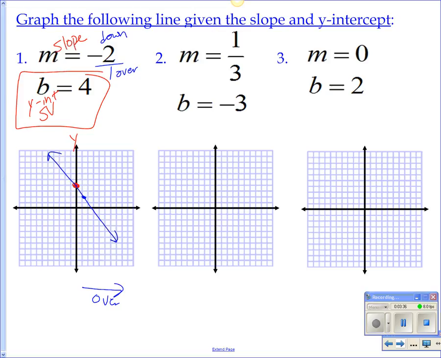Number 2, M is my slope, B is my y-intercept or my starting value. Those words mean the same thing. It makes sense to start with the starting value. That's why it's called that, because that's what you start with. So this time it's -3. You always put it on the y. You're going to go down 3 and put a point. So everybody do that now, please. That's your starting point.